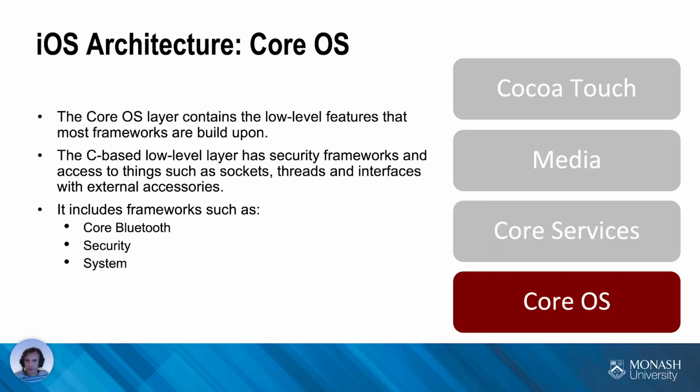And then finally, at the lowest level is the Core OS, and this is low-level features that deal with security, frameworks, sockets, threads, external accessories like devices. And this is Bluetooth, security, and other system stuff. We won't really be working with that.